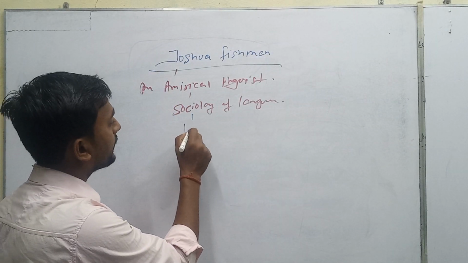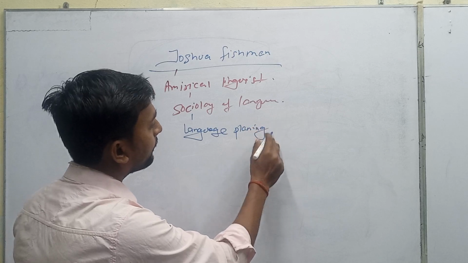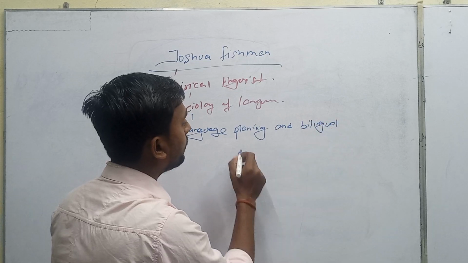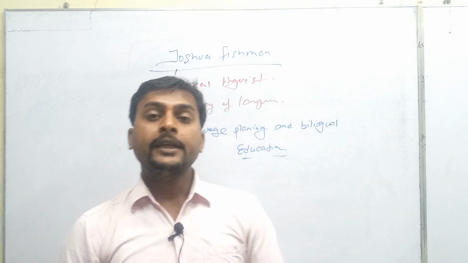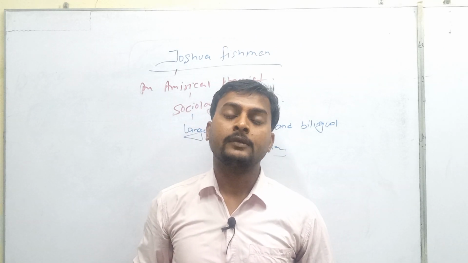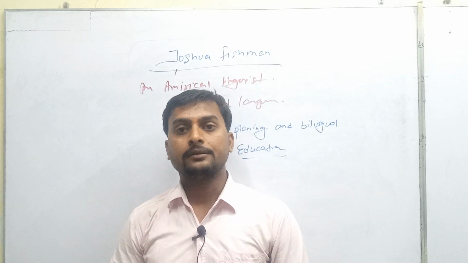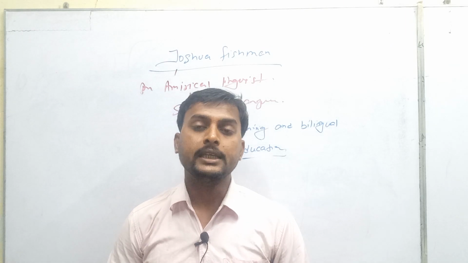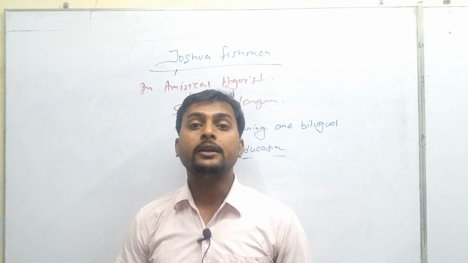Joshua Fishman expanded the definition of diglossia, and according to him, in some situations, a society uses two different languages rather than two varieties of the same language in different domains.